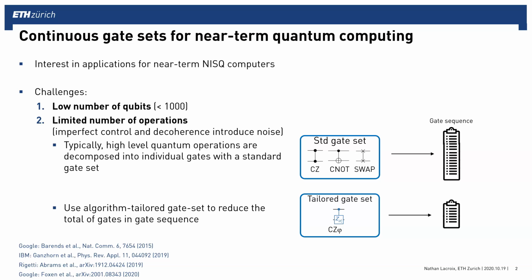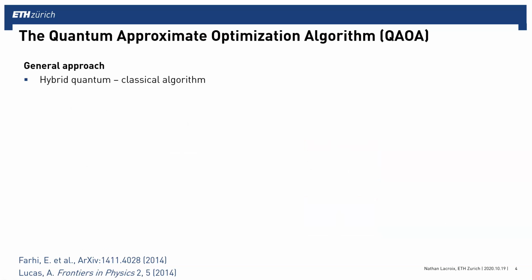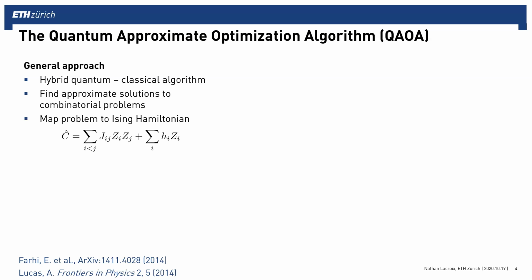But in the scope of this talk, we will focus on continuous gate sets that we have developed for the quantum approximate optimization algorithm, which I will now briefly give a reminder of. So the quantum approximate optimization algorithm, or QAOA, is a hybrid quantum classical algorithm, meaning that part of the algorithm is performed by a classical computer. It finds approximate solutions to combinatorial problems by mapping the combinatorial problem to an Ising Hamiltonian, such that the ground state of the Ising Hamiltonian is the solution to the combinatorial problem.